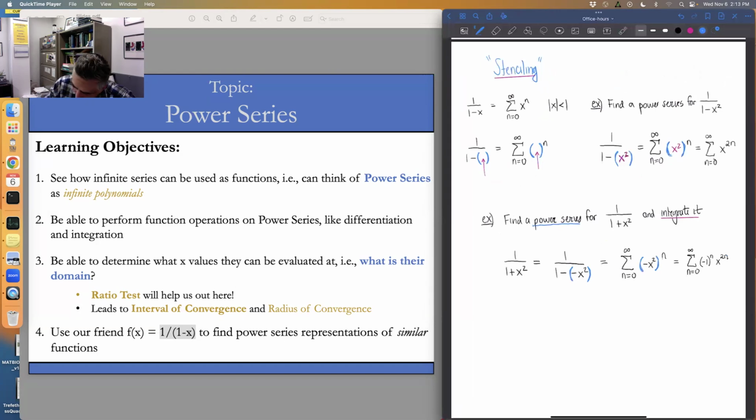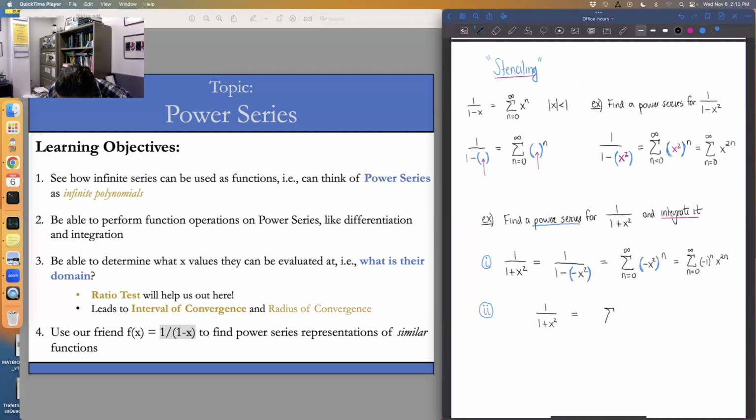So that was part 1. Finding a power series for 1 over 1 plus x squared. Next, in part 2, we were asked, well, once we find that power series, let's integrate it. So we have 1 over 1 plus x squared on the left.